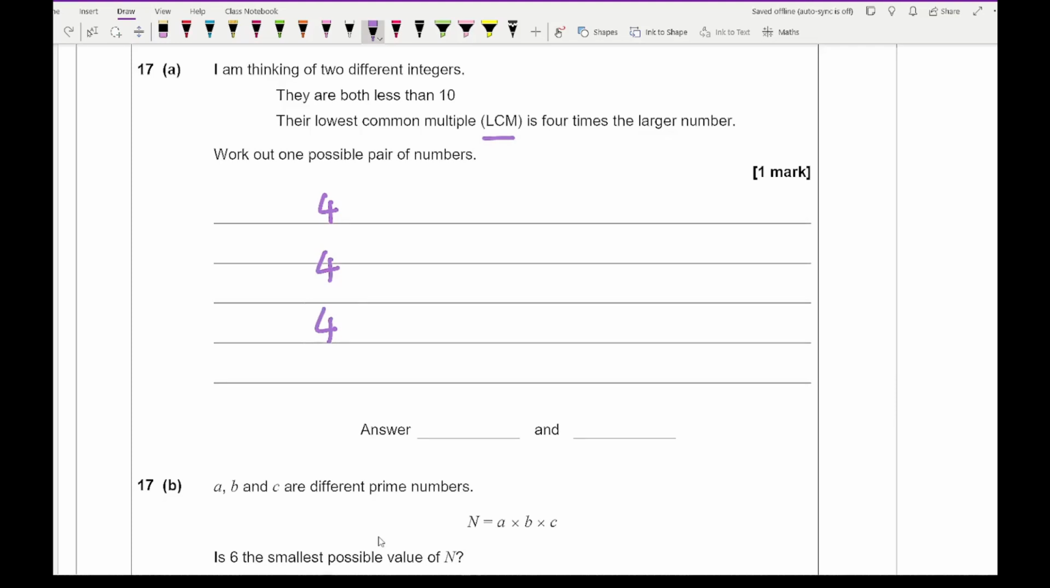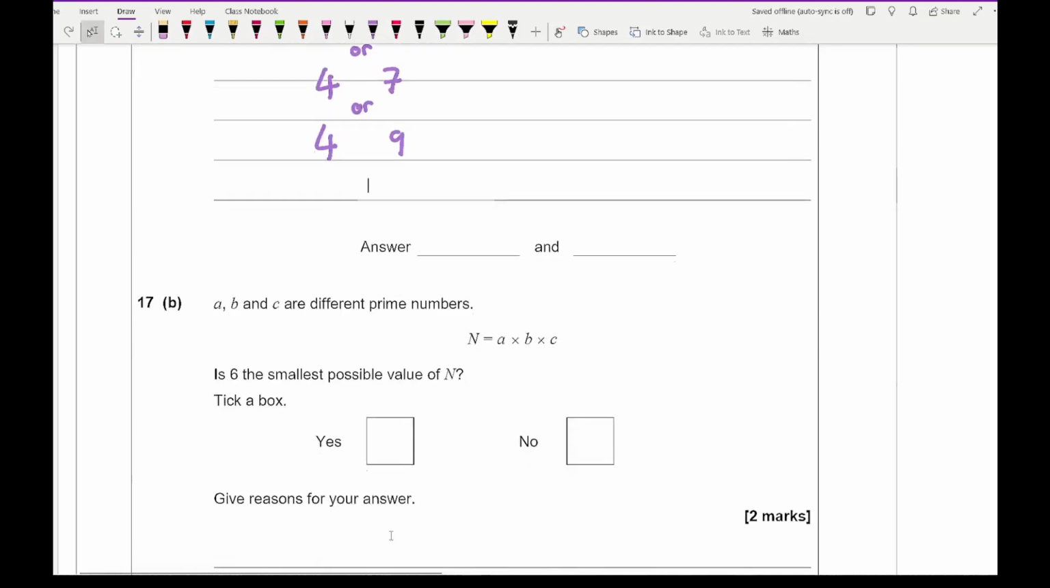So if we're multiplying by 4, and 4 is the smallest number, we know that it's going to be a multiple. So the next thing we've got to do is make sure it's the lowest common multiple. Now in order for that to be the case, the next number needs to be bigger than 4, but also an odd number. So it can either be 4 or 5, or it could be 4 or 7, or it could be 4 or 9. So any of those 3 combinations would be absolutely fine.